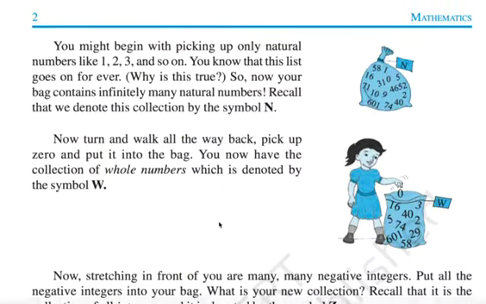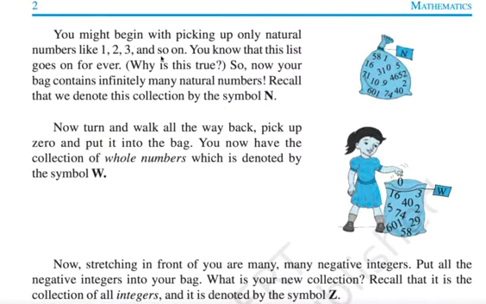You might begin with picking up only natural numbers like 1, 2, 3 and so on. Then this collection becomes the natural number collection. You know that this list goes on forever. Why is this true? There are infinitely many natural numbers, that's why it is true. So now your bag contains infinitely many natural numbers, right? Recall that we denote this collection by the symbol N.